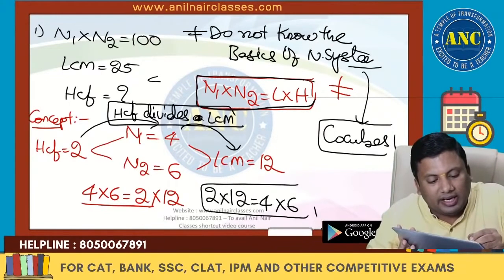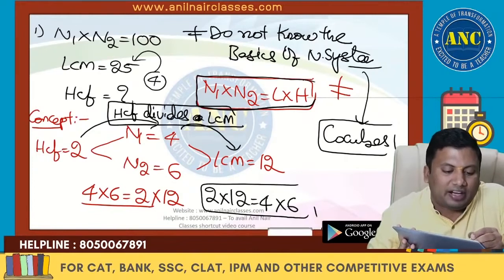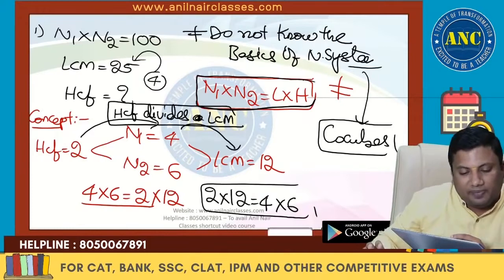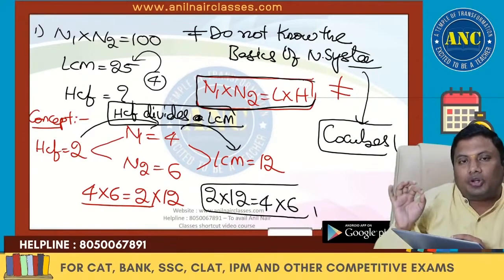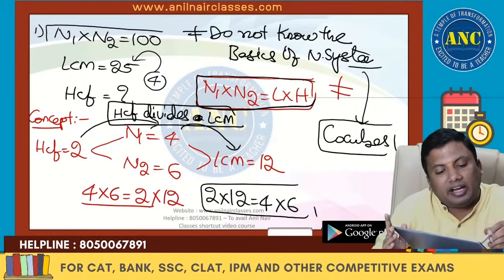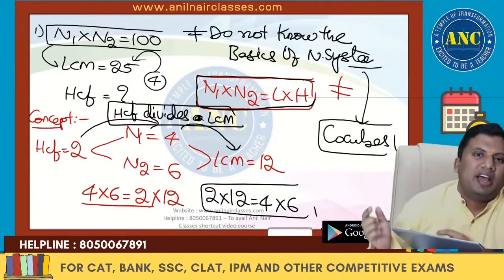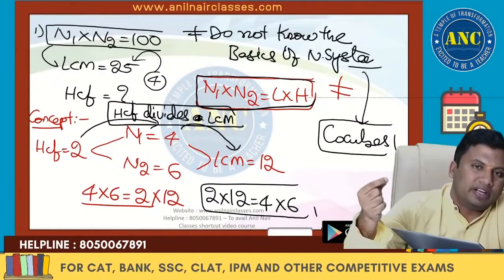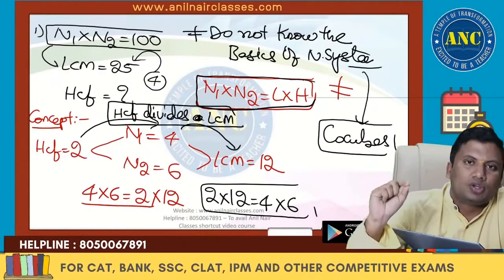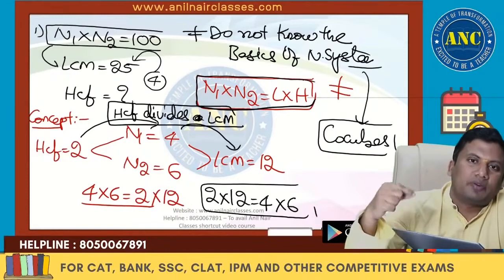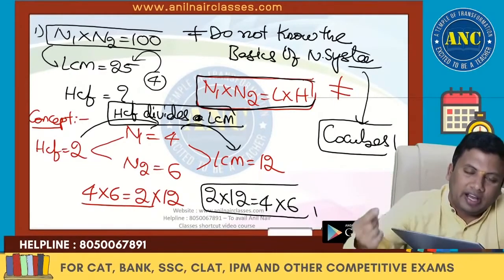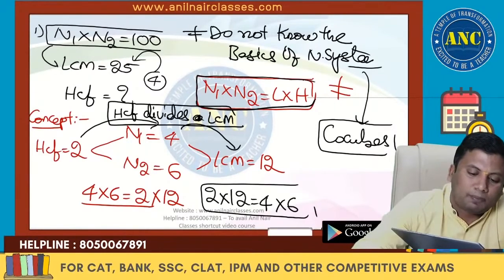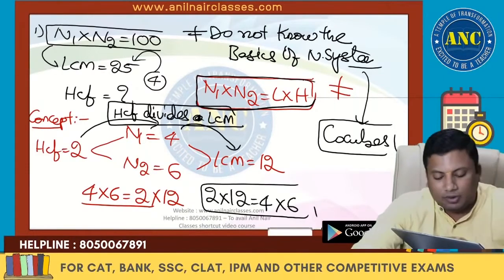The students who said answer 4, is 4 a factor of 25? 4 is not a factor of 25. That means there exist no two natural numbers whose product can be 100 and LCM 25. How can the two natural numbers' product be 100 and LCM 25? 1 into 100, 100. 2 into 50, 100. 4 into 25, 100. 5 into 20, 100. 10 into 10, 100. There exist no two natural numbers whose product is 100 and LCM 25.